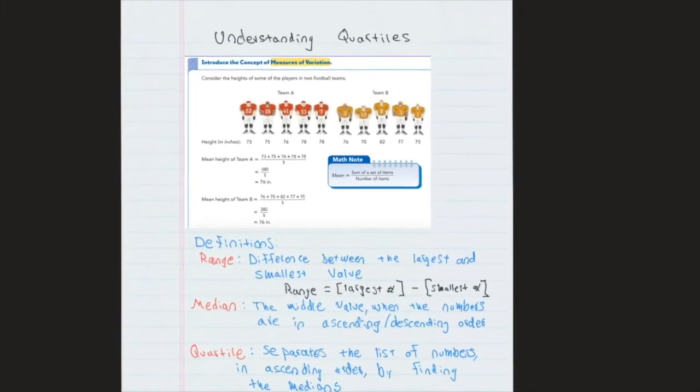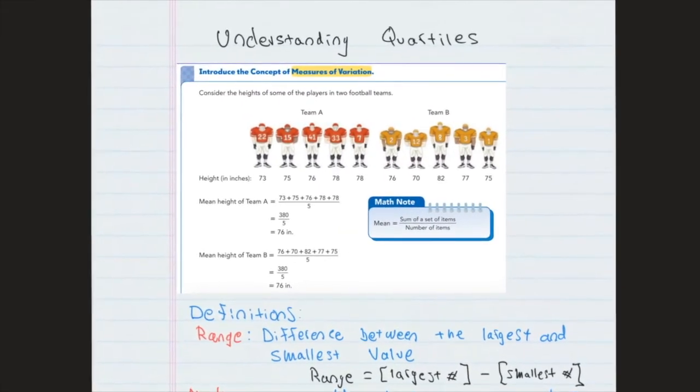Let's zoom right into this concept of measures of variation. You learned in sixth grade, or possibly sooner, that the mean is another way of saying the average of a set of numbers: you take the sum of those numbers and then divide by the amount of numbers you have. So here we have two football teams, Team A and Team B. You'll notice that these numbers, which represent the height of the players in inches, vary somewhat. However, their means are both 76 inches.